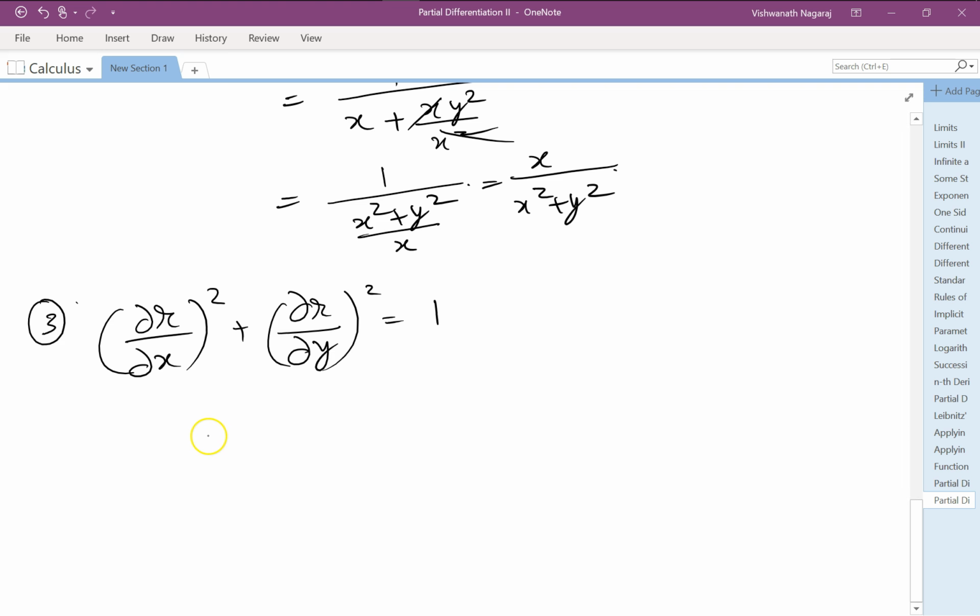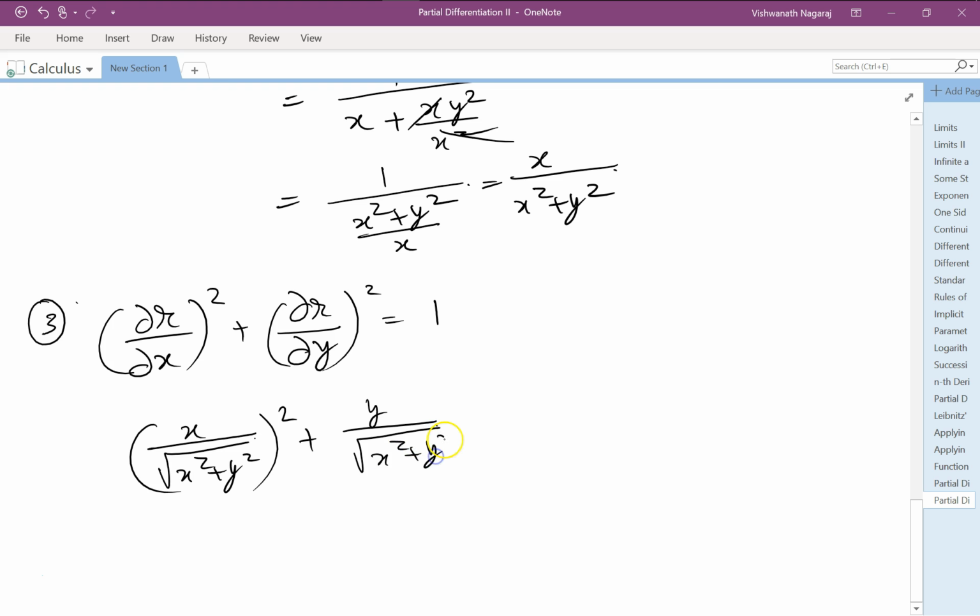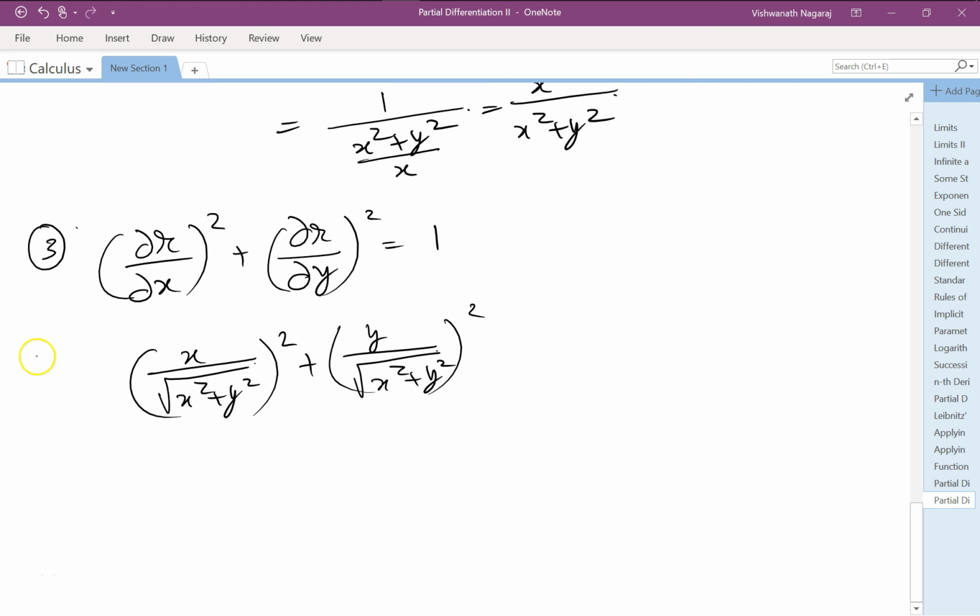So, dou r by dou x is nothing but x by square root of x square plus y square, the whole square, plus dou r by dou y is what? Y by square root of x square plus y square, the whole square. So let's look at LHS. Now what happens?